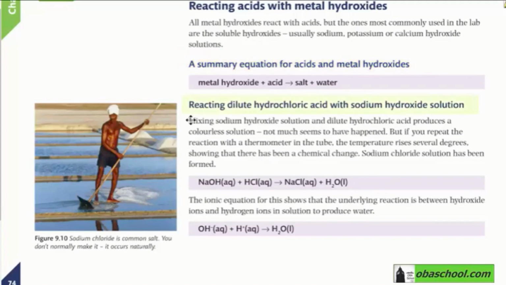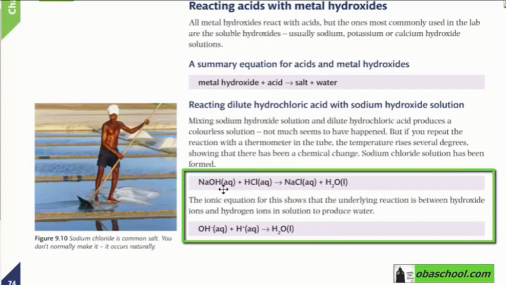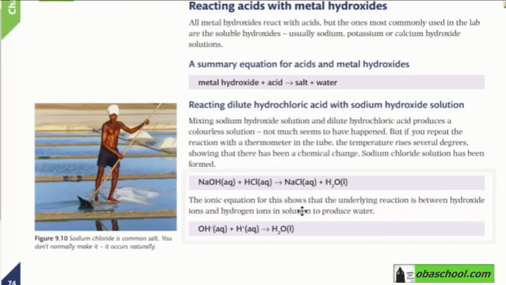First, we'll see reacting dilute hydrochloric acid with sodium hydroxide solution. So this is the equation that we have. Sodium hydroxide plus hydrochloric acid reacts together to produce sodium chloride plus water. Sodium chloride is the salt. From this equation, we can get the ionic equation below.